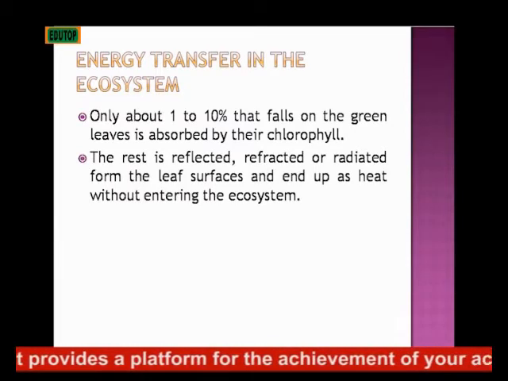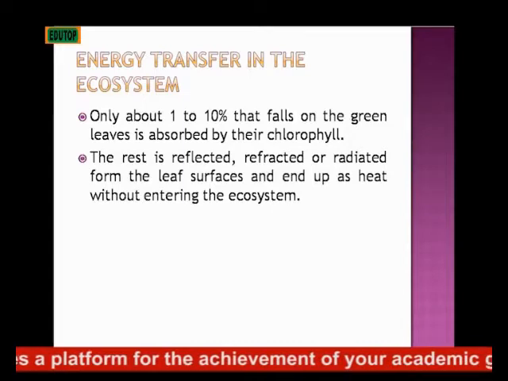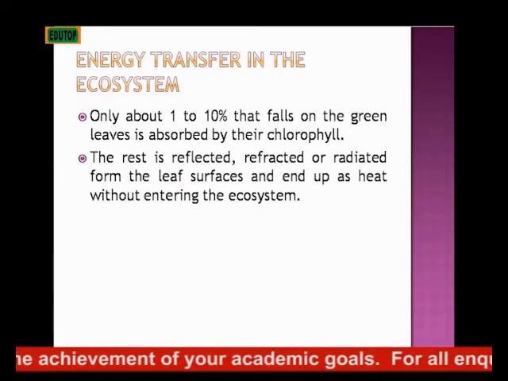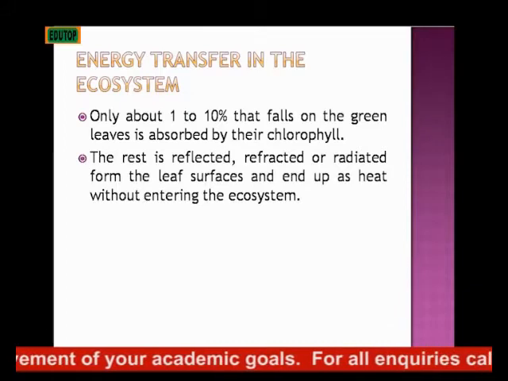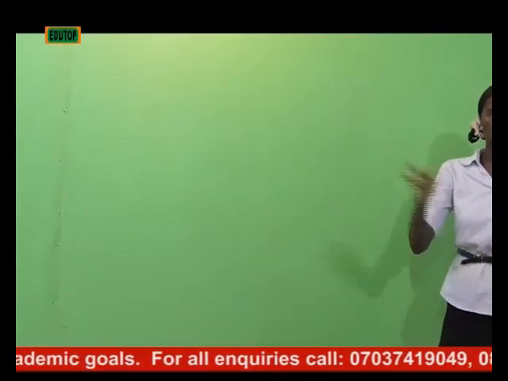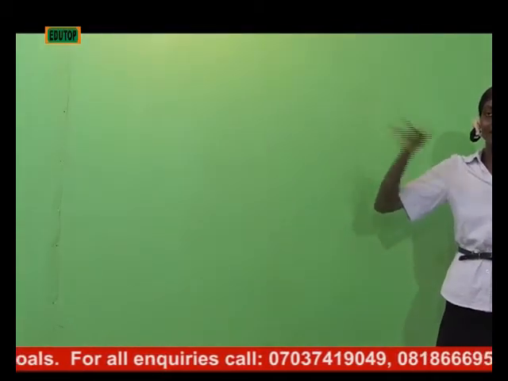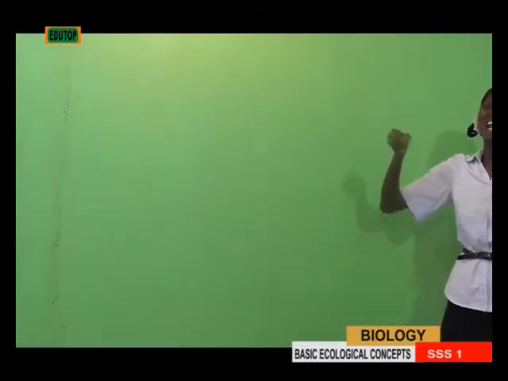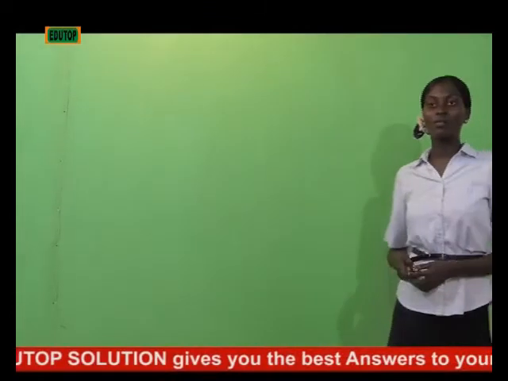The rest of this energy is reflected, is refracted, is radiated from the leaf and ends up as heat without entering the ecosystem. Can you imagine that? The remaining is just discarded from the leaf surface and then it ends up as heat. Then you find it generating heat without entering into the ecosystem.